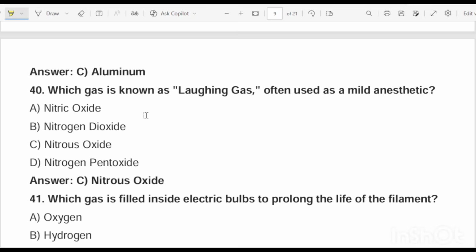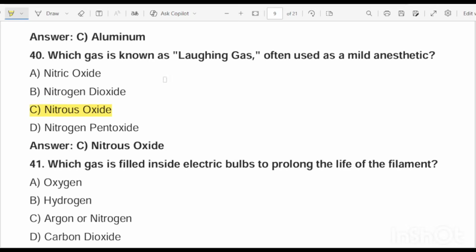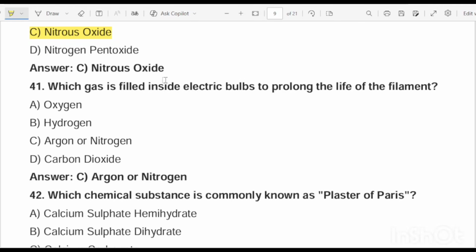Next question. Which gas is known as laughing gas? Often used as a mild anesthetic. Correct option, option C, nitrous oxide. Next question. Which gas is filled inside electric bulbs to prolong the life of the filament? Correct option, option C, argon or nitrogen.